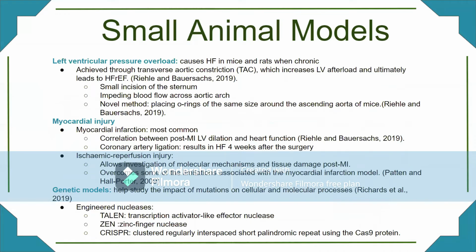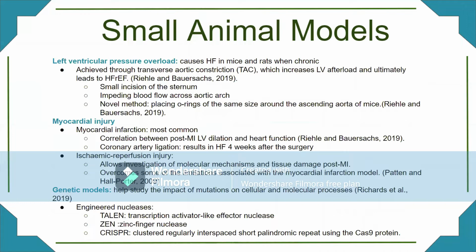So one of the most common approaches to inducing heart failure is the surgical approach of producing left ventricular pressure overload. In mice and rats, chronic left ventricular pressure overload leads to heart failure. The most common technique of achieving this is through permanent transverse aortic constriction, or TAC. It increases left ventricle afterload, which ultimately leads to heart failure with reduced ejection fraction.